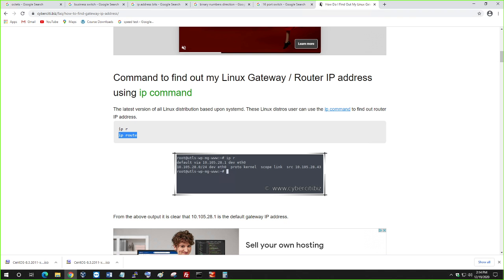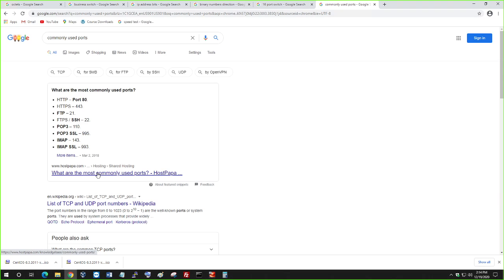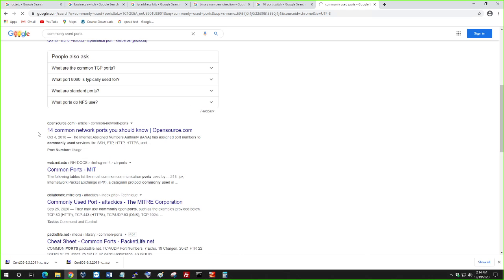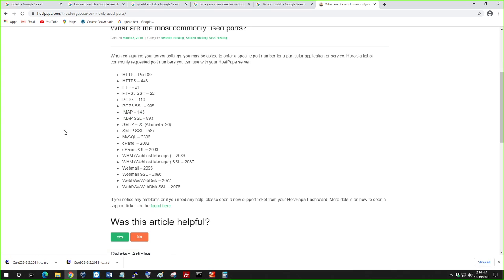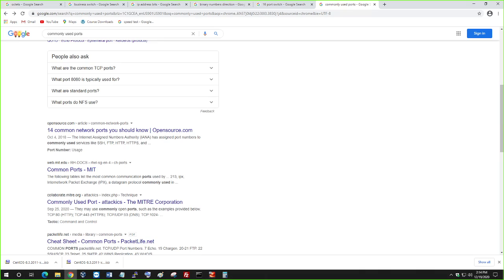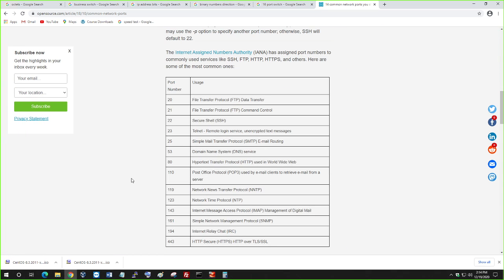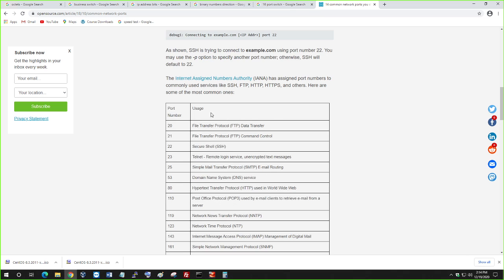So let's Google commonly used ports. So HTTP is using port 80, and SSL 993, and so let's see here. Okay, yeah, this looks good to me.